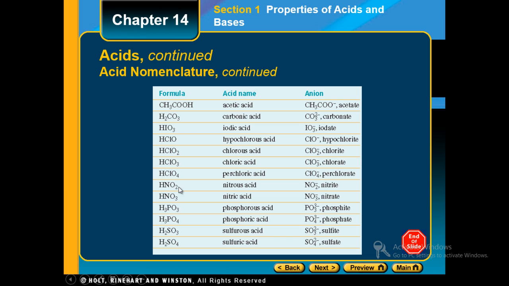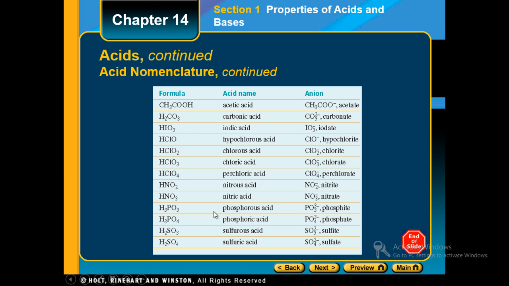The same with nitrous acid and nitric acid. It depends on the number of oxygen atoms. If we have two oxygen atoms, we have a nitrite anion, and when we have three oxygen atoms, we have nitrate. Nitrite gives nitrous acid, and nitrate gives nitric acid.